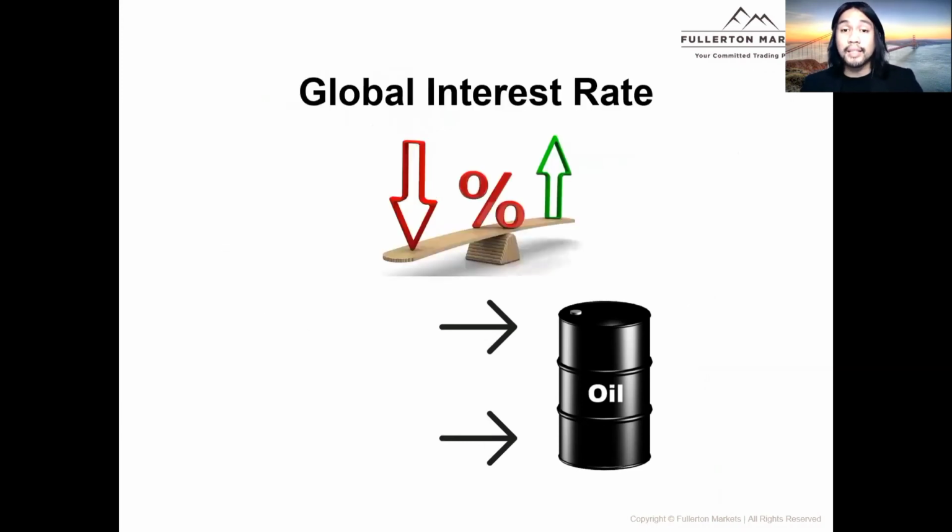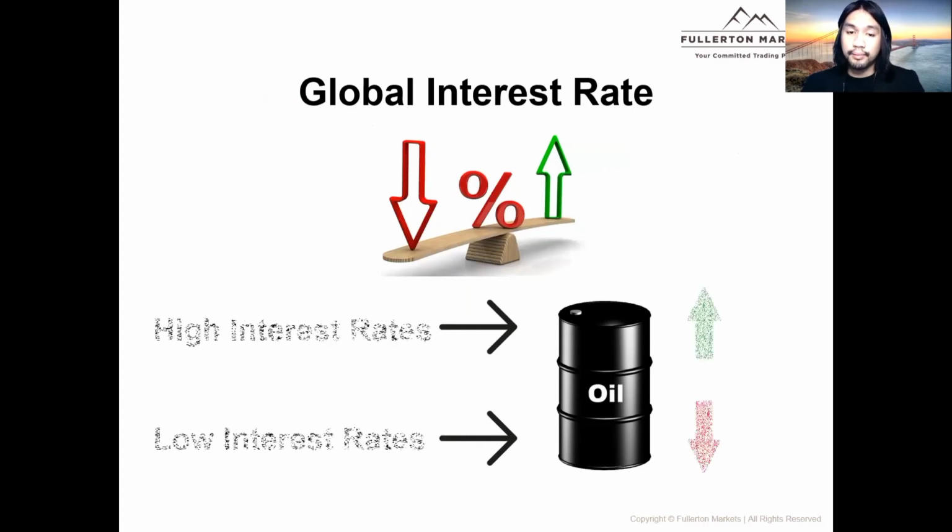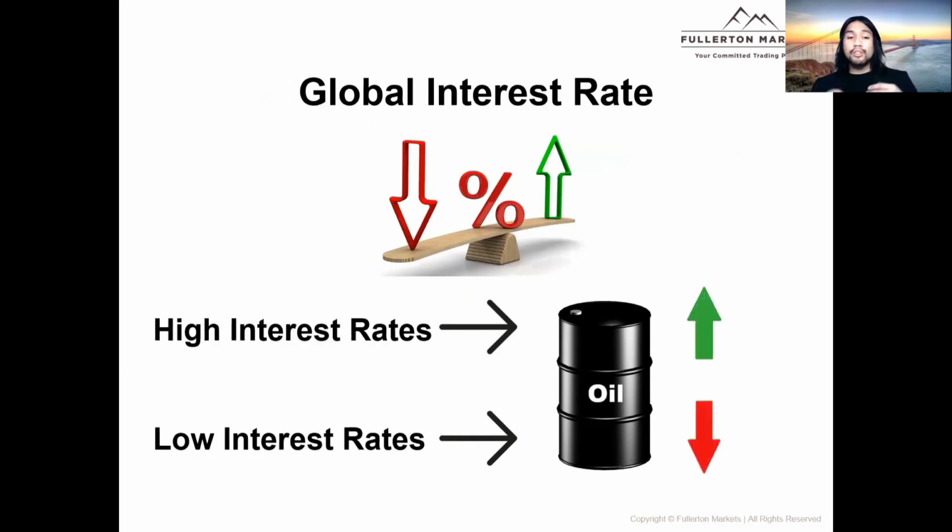The third tip has to do with global interest rates. When interest rates are high, oil will also go high. And when interest rates are low, prices of oil will go down. Why is this? Well, let's take a look at why a country would lower its interest rates. Why would there be low interest rates?